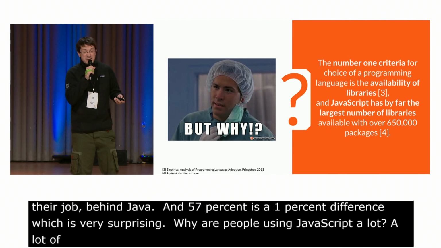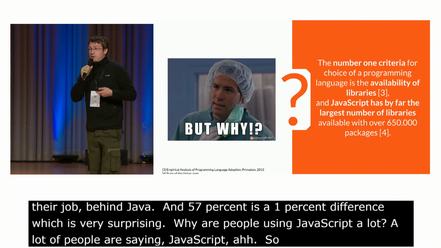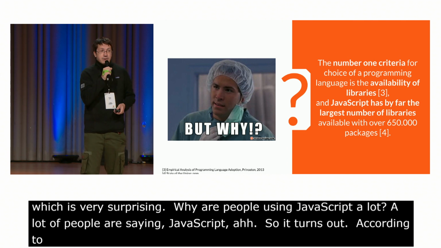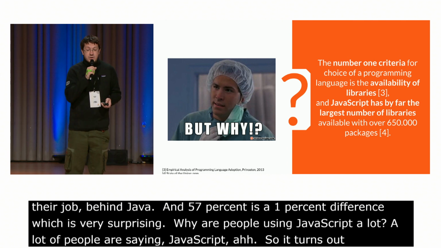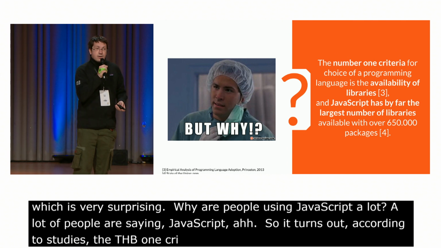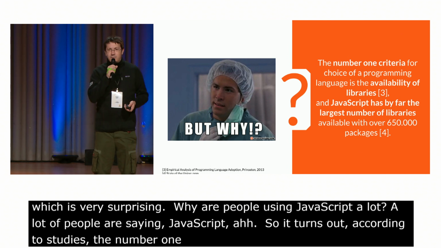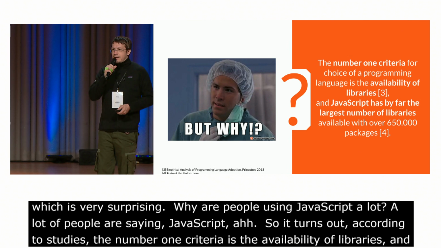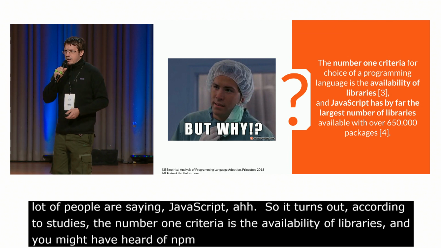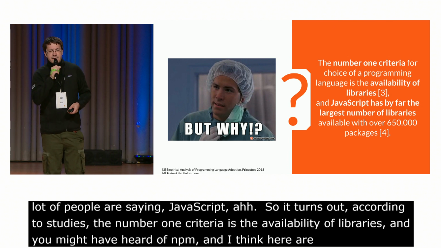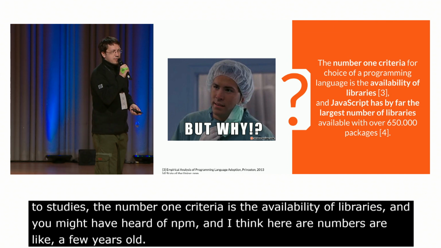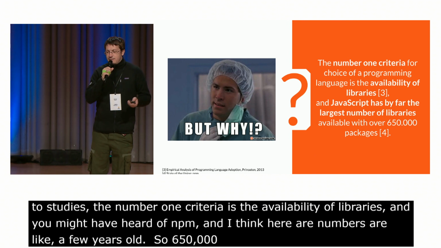Turns out, according to studies, the number one criterion for developers to choose a programming language is the availability of libraries. And you might have heard of NPM, which, I think the numbers here are a few years old, served 650,000 libraries via the NPM registry. That's a lot, so that's one reason.